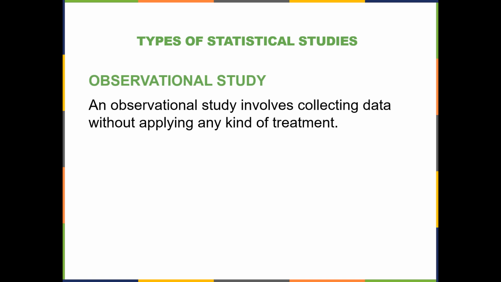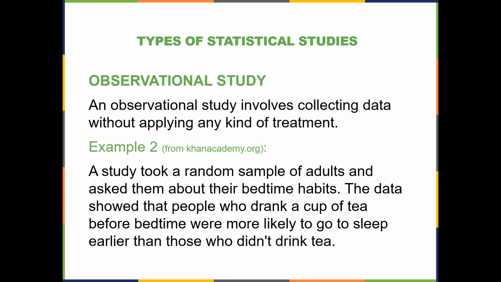Observational study involves collecting data without applying any kind of treatment. For example, a study took a random sample of adults and asked them about their bedtime habits. The data showed that people who drank a cup of tea before bedtime were more likely to go to sleep earlier than those who didn't drink tea.